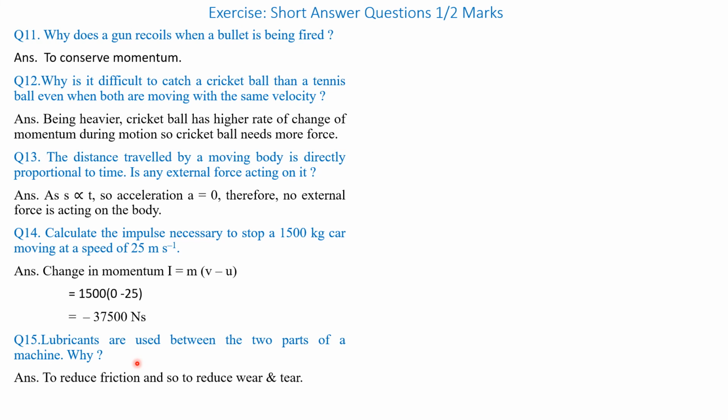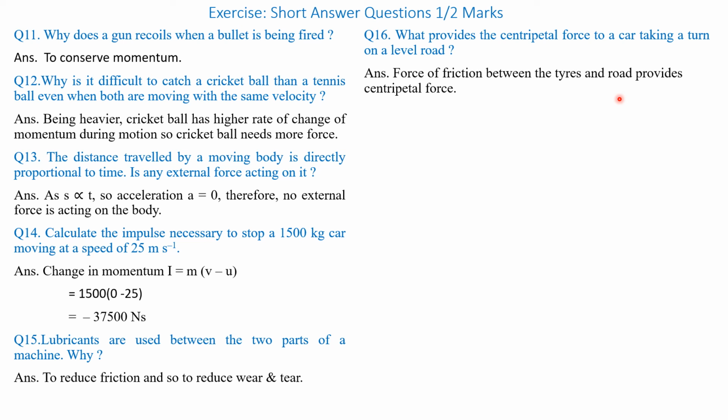Next question. Lubricants are used between two parts of a machine. Why? It is to reduce the friction and wear and tear. Question 16. What provides the centripetal force to a car taking a turn on a level road? Answer is, force of friction between tires and road provides the centripetal force.